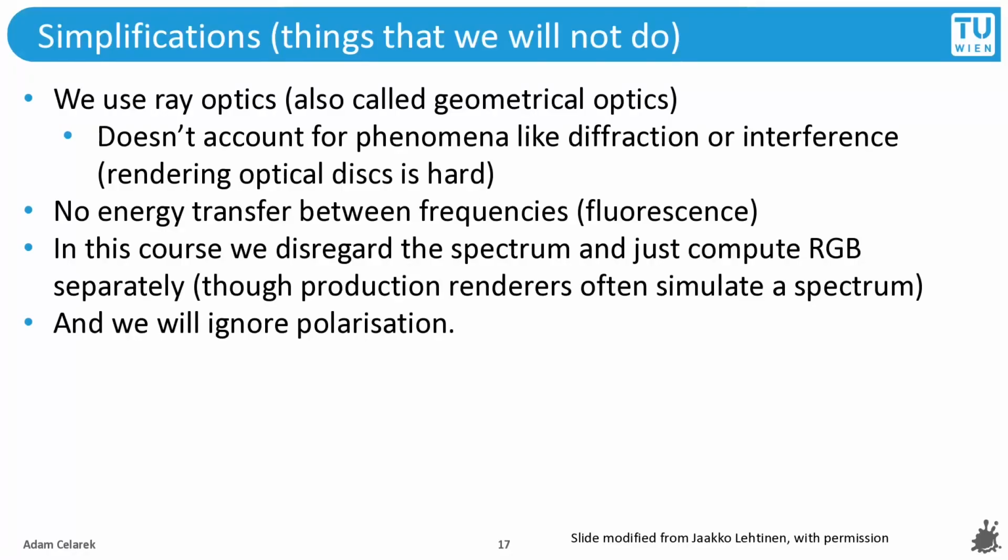You guessed probably right, those are the simplifications, things that we will not compute. We use ray optics, also called geometrical optics. So we don't account for phenomena like diffraction or interference. Rendering an optical disc is pretty hard. We also have no energy transfer between frequencies, so no fluorescence. In this course, we will disregard the spectrum and just compute RGB, though production renderers often simulate spectrum. And finally, we will ignore polarization.